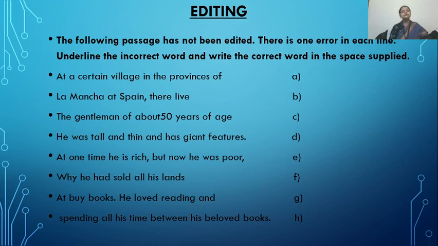Okay, class. Now let's start finding the mistake. Look at the first sentence. At a certain village. Is it making any sense? Suppose if it makes sense, then in the provinces of... at a certain village is not making a meaningful sense here. So according to the sentence, in the place of at, it should be in. In a certain village in the provinces of.